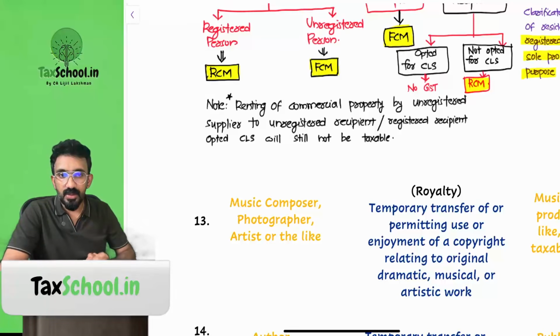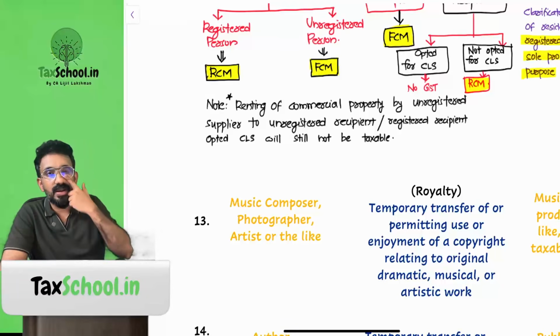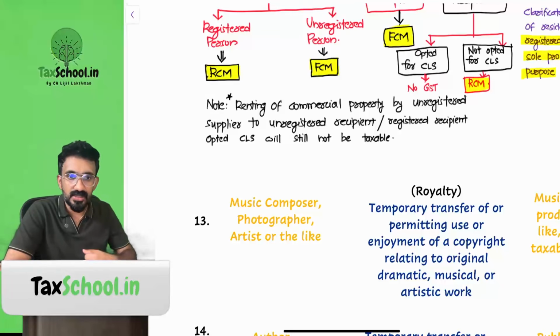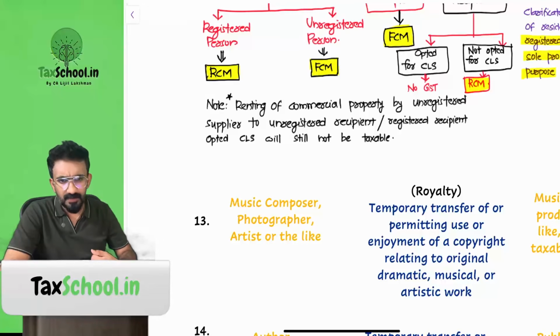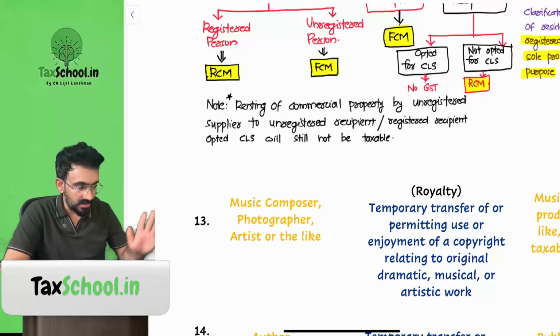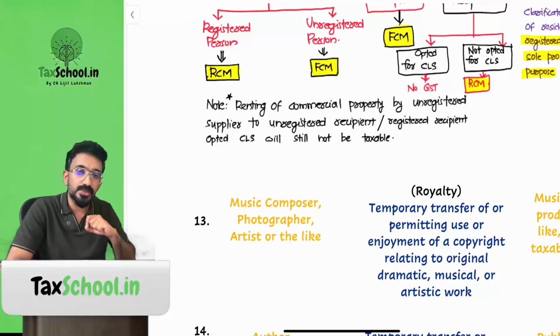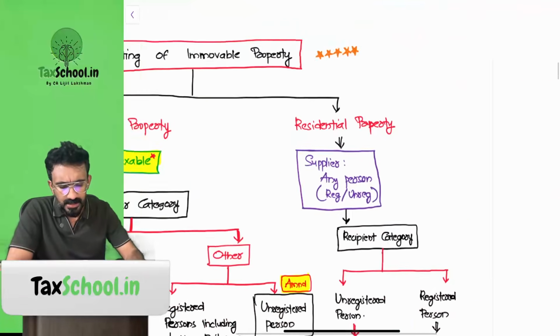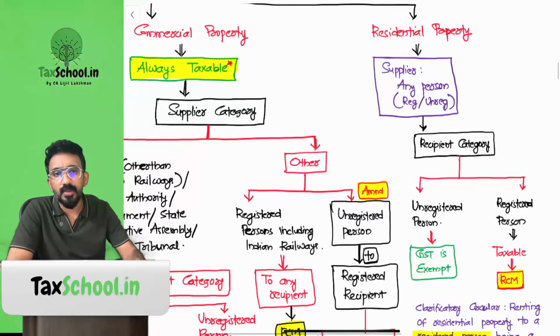What if the unregistered person is giving commercial property on rent to another unregistered person, a small business guy who is taking this property on rent to start his business and has no GST number? Should I ask him to register just because he's taking a commercial property on rent from an unregistered person? I said no. So renting of commercial property by an unregistered supplier to another unregistered recipient, GST is not applicable. Similarly, from an unregistered person to a composition person also, GST is not applicable. A lot of questions come in. I want you to recap this at your end once again.